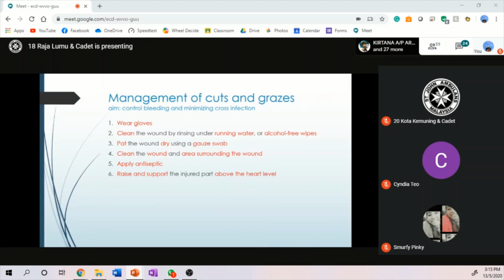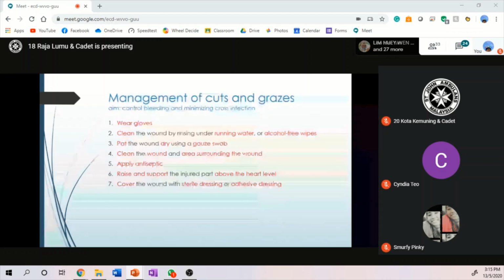And the last step is to cover the wound with sterile dressing or adhesive dressing. Oh, wait, I haven't shown you guys. Sorry. Okay, and the last step is cover the wound with sterile dressing or adhesive dressing. And you're done. Like this only. Then you're done. Understand?